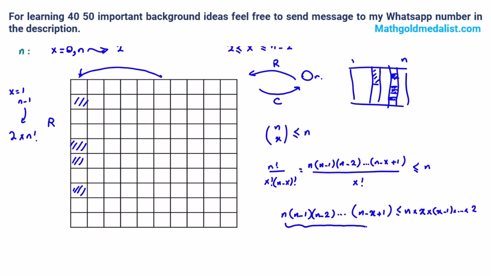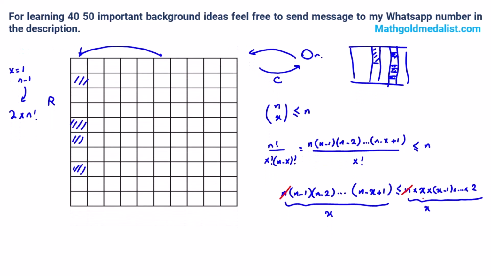Here, how many numbers are there? This last one minus first one plus 1, x numbers. Here, how many numbers are there? We can ignore 1, so x minus 1 plus this, x numbers. This less than or equal to this. We can cancel n from both sides.